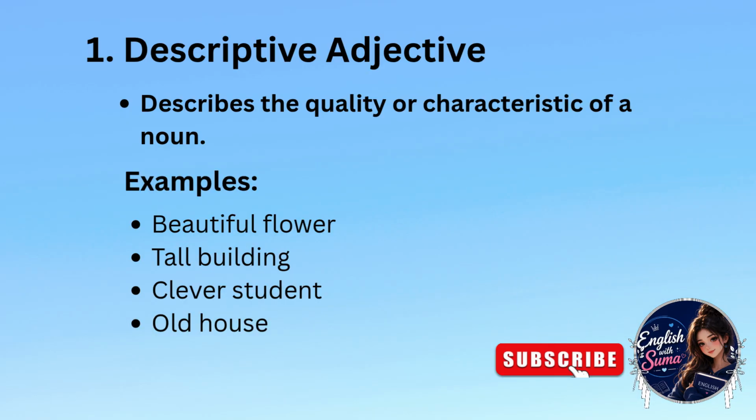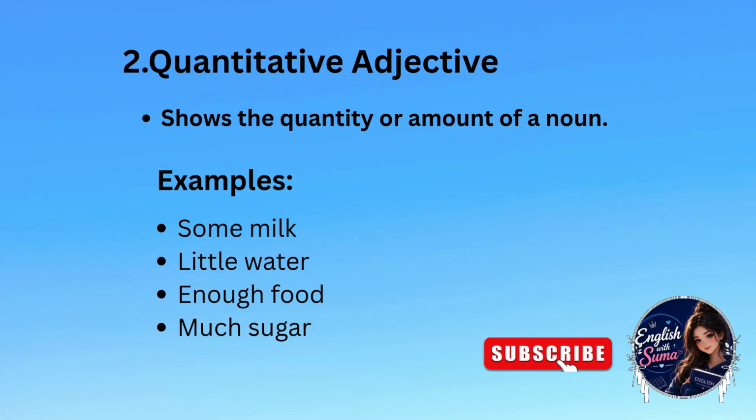A descriptive adjective tells us about the quality or characteristic of a noun. Examples: beautiful flower, tall building, clever student, old house. The words beautiful, tall, clever, and old describe the nouns. A quantitative adjective tells us how much of something there is. It shows quantity but not the exact number. Examples: some milk, little water, enough food, much sugar.